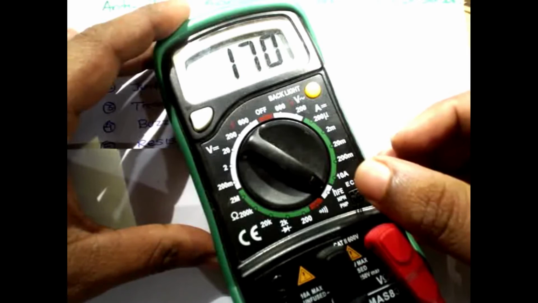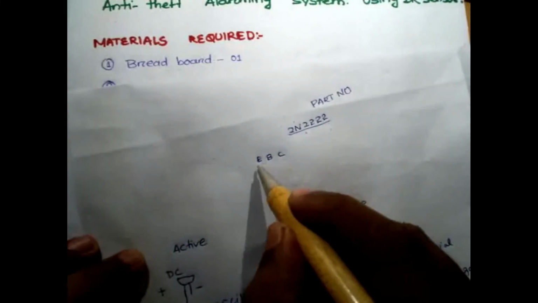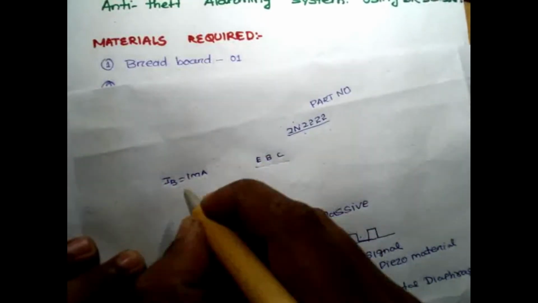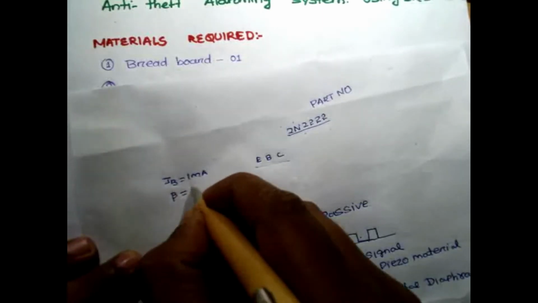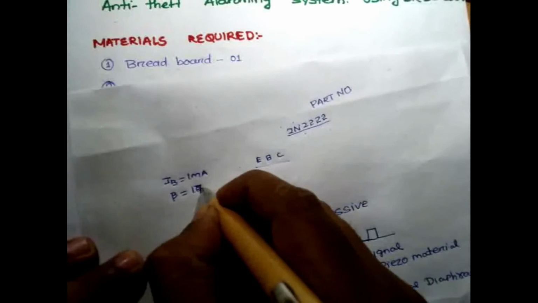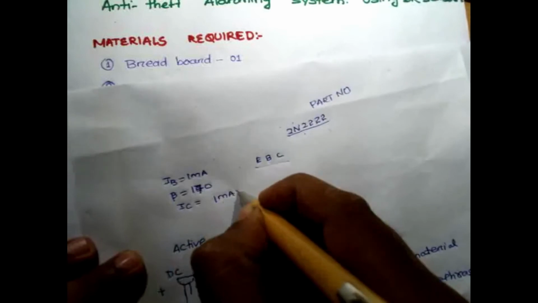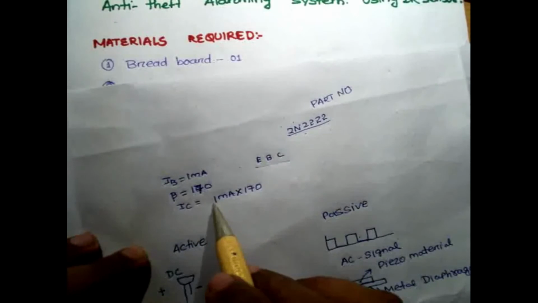This is the gain. It means, suppose I give 1 milliampere to the input at the base, then I will get 1 milliampere into 170 at the output circuit. Let me explain first. Since it is my NPN transistor, suppose IB is equal to 1 milliampere, and beta, which you already saw, is 170. Then my output current, the collector current, will be 1 milliampere into 170.